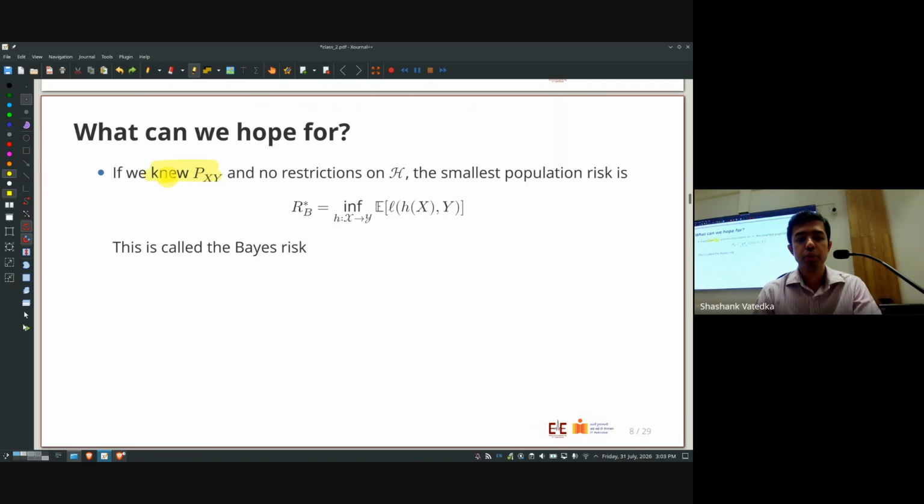You knew Pxy. Then the smallest possible population risk that you can achieve is equal to this quantity. It's the minimum of this particular loss, where this is minimized over all possible functions h from x to y. So no predictor can give you a generalization error lower than this quantity, because it's assuming that the predictor already knows the true value of Pxy.